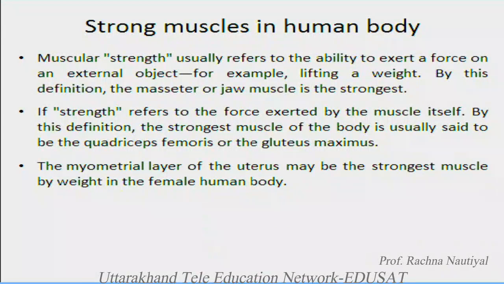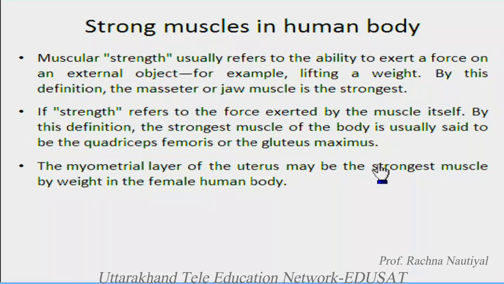Then strong muscles. I am here just to give a little idea about the different muscles which are found in our body. Muscular strength usually refers to the ability to exert a force on an external object, like lifting a weight. By this definition, the masseter or jaw muscle is the strongest muscle in our body.